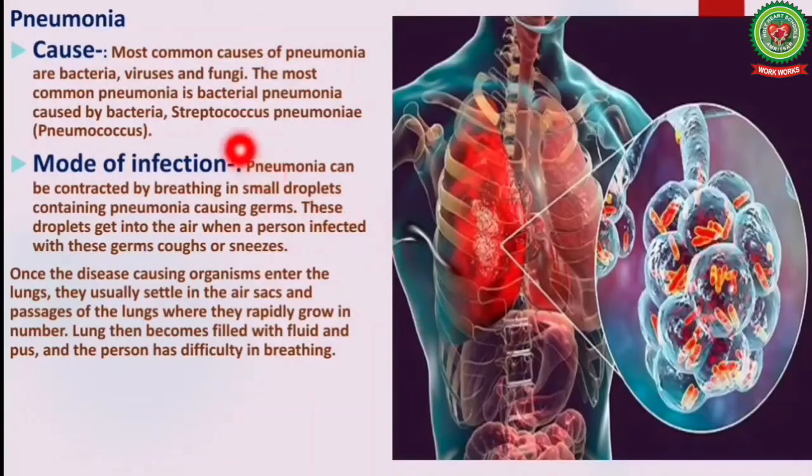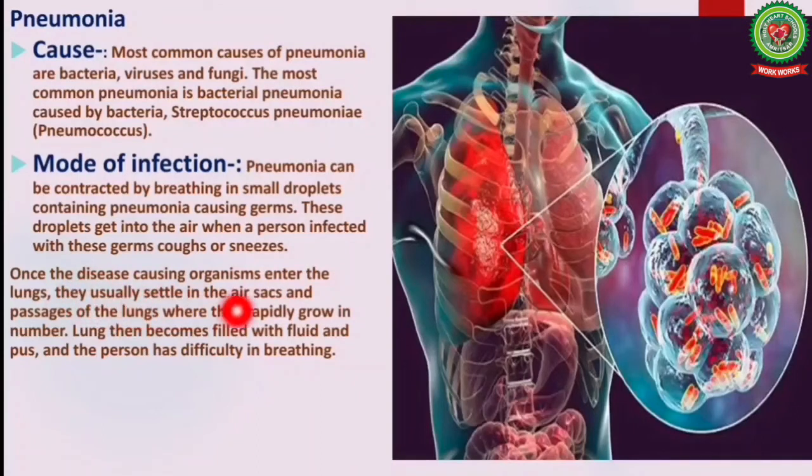Next, we will be discussing about pneumonia. Cause of pneumonia. Most common causes of pneumonia are bacteria, viruses, and fungi. But the most common is bacterial pneumonia, which is caused by bacteria Streptococcus pneumoniae, also called pneumococcus. The mode of infection. Pneumonia can be contracted by breathing in small droplets containing pneumonia-causing germs. These droplets get into the air when a person infected with these germs coughs or sneezes.